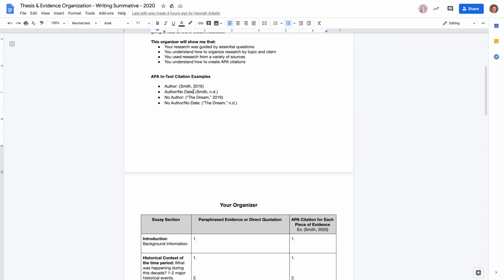If you don't know the author, then you're going to use the title of the piece. So you're going to say something like "The Dream" in quotation marks with a little comma right there, and then you're going to have the year of publication.